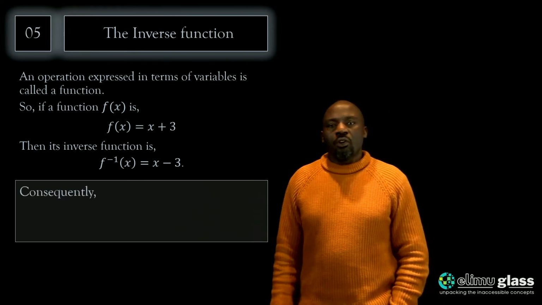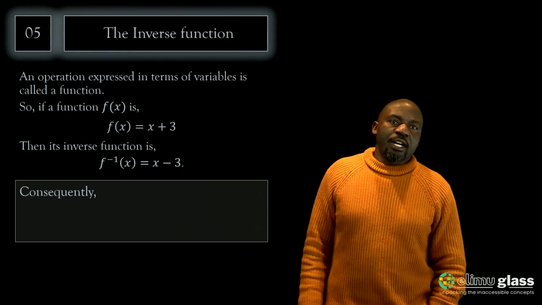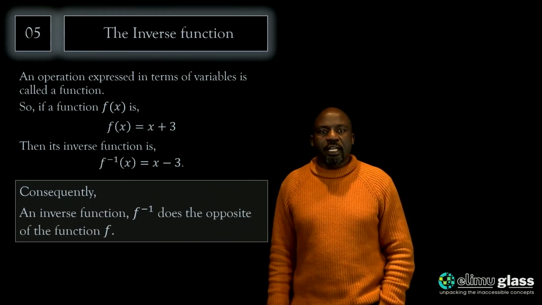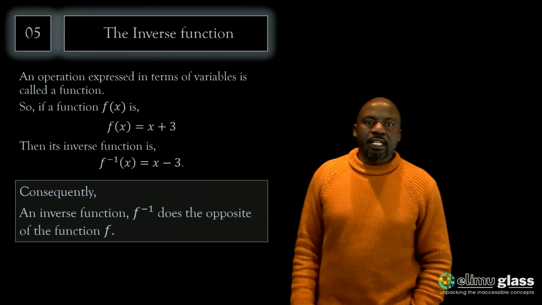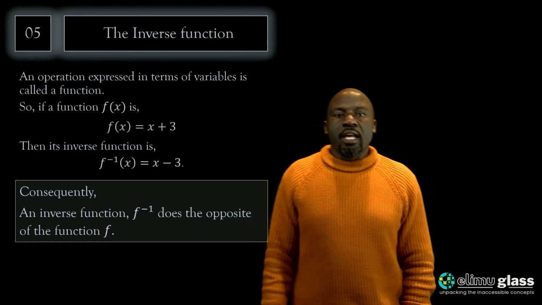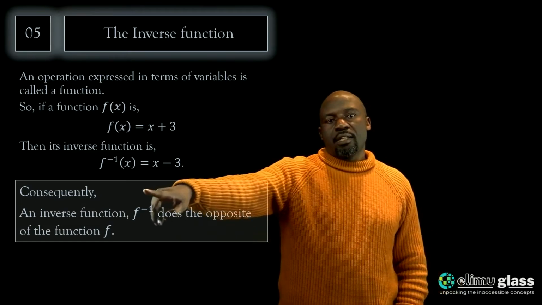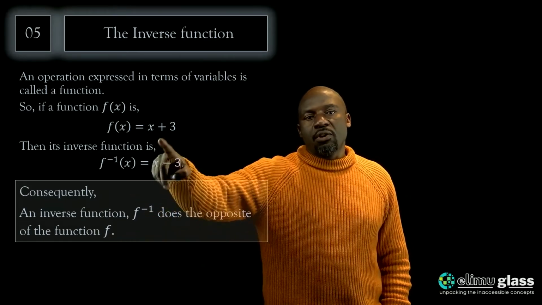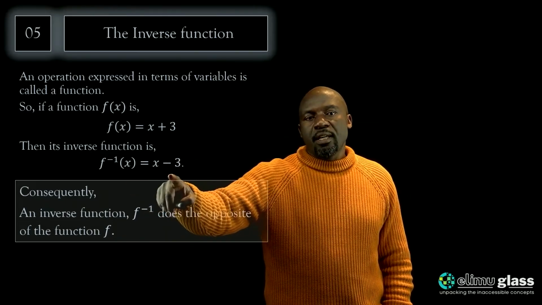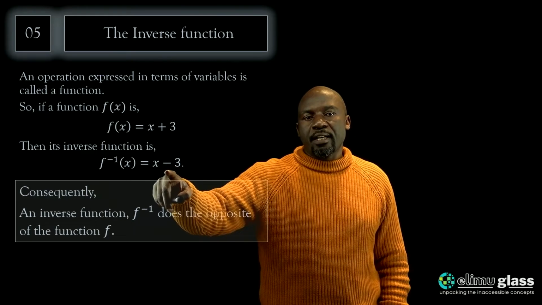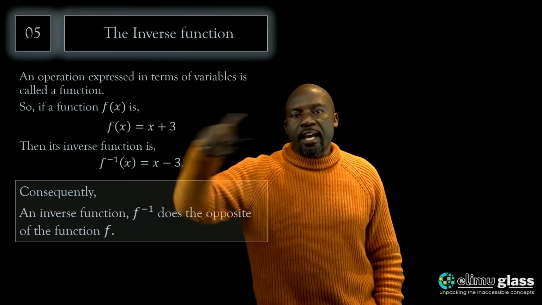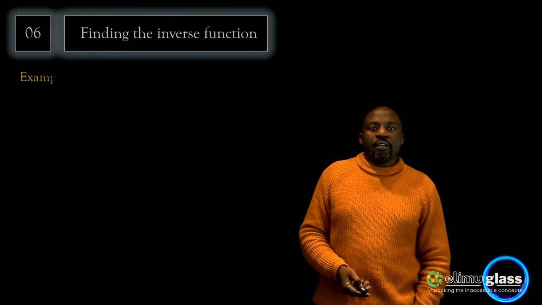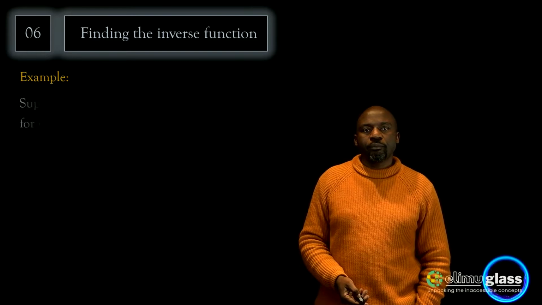Okay? So consequently, we can define the inverse function as the function that has the exact opposite effect as f. So f inverse is the function that has the opposite effect of the function f. So x minus 3 is the function which has exactly the opposite effect as x plus 3 there. Okay? I believe we have some examples now.